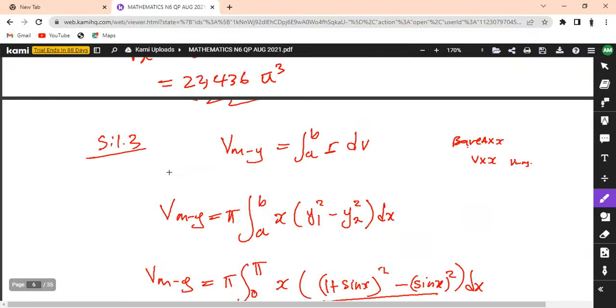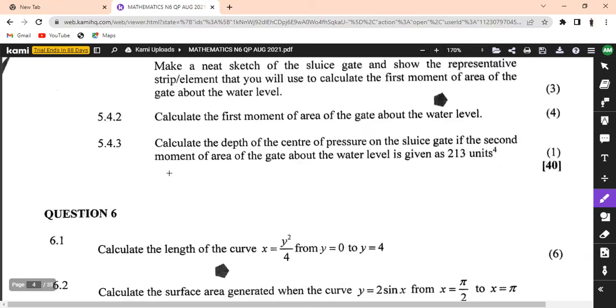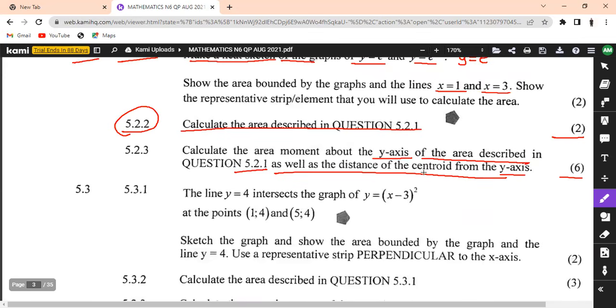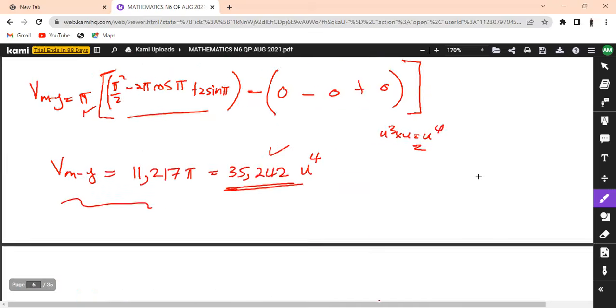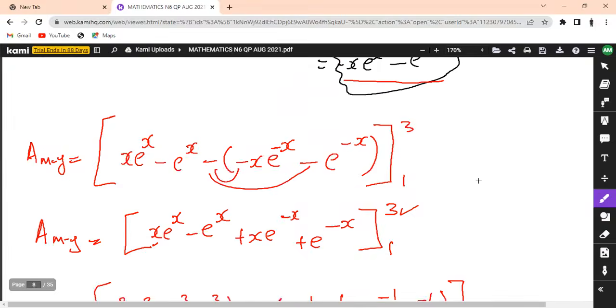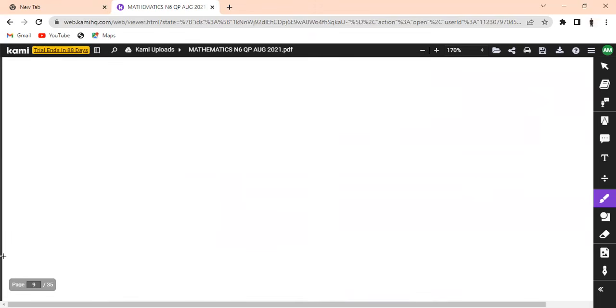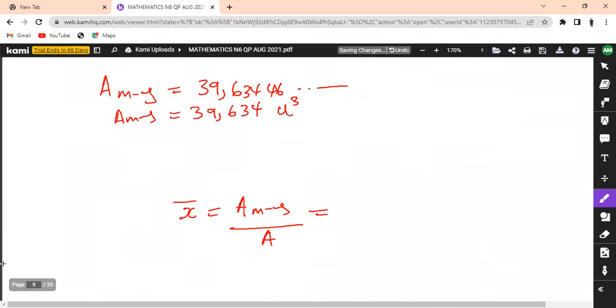Okay, so let's see, it was also the area moment, and also to calculate the distance of the centroid from the y-axis in this case, which is x bar, just like what we see on the center of gravity. This one is a centroid. So it's going to be area moment over the area, just like that. So we're simply taking our area moment, this one, 39.634. That is our area moment over the area.